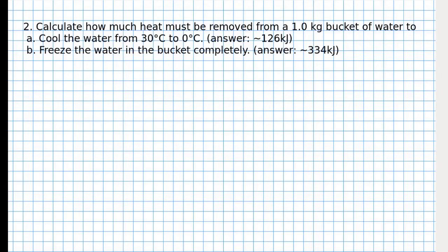So number two asks you to calculate how much heat must be removed from a 1 kilogram bucket of water to cool the water completely from 30 degrees C to 0 degrees C. So we've got a temperature change from 30 Celsius to 0 Celsius. We've got a 1 kilogram bucket of water. We're going to be removing heat. And the answer that we're going to end up getting is 126 kilojoules.